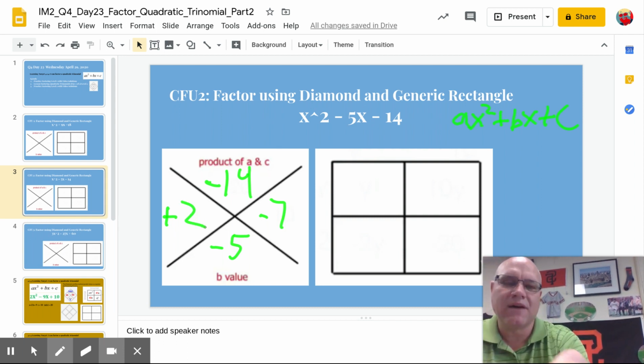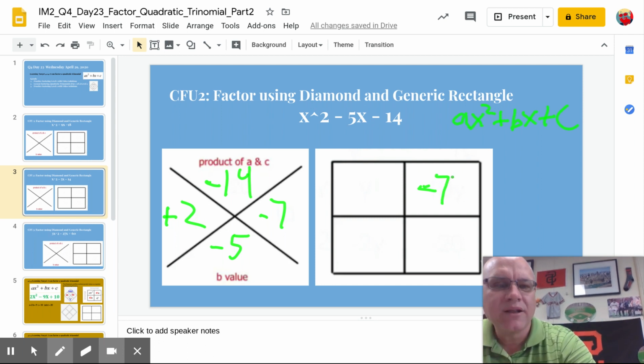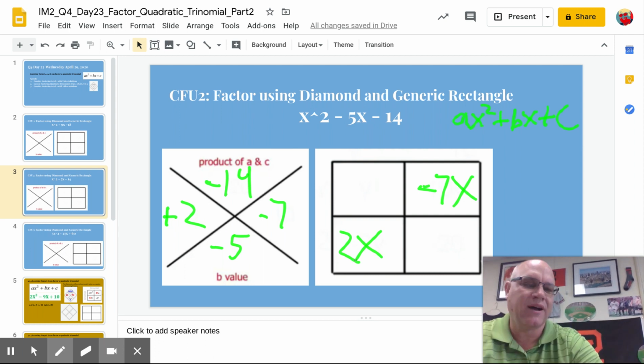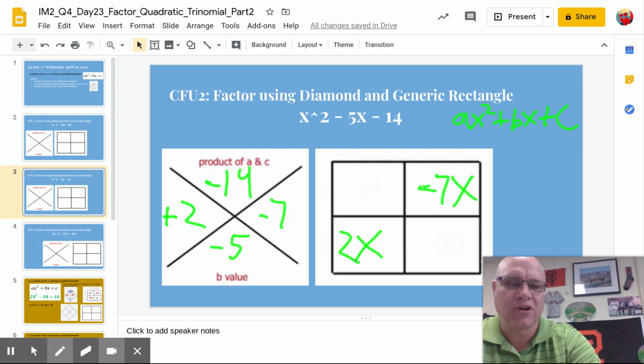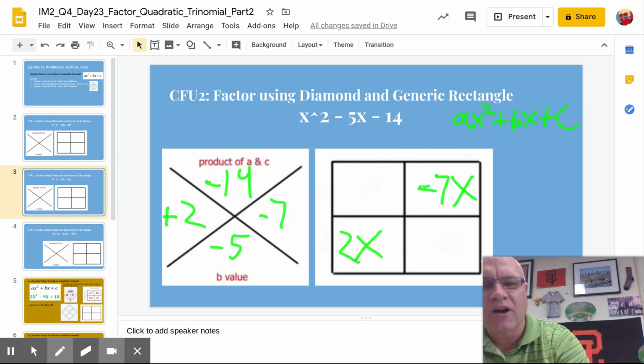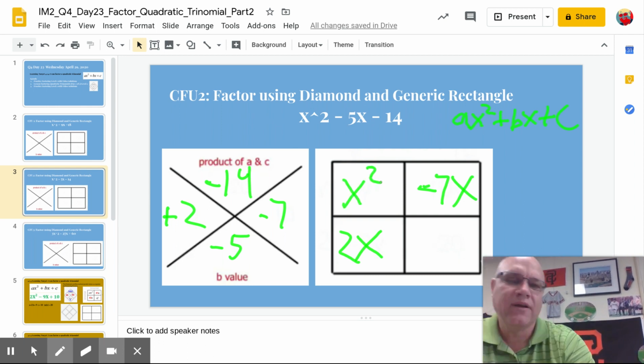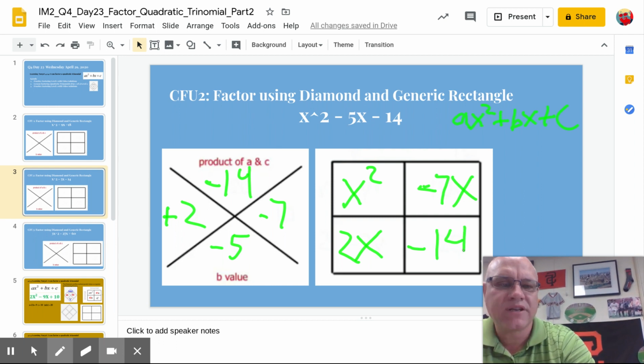2 times negative 7 is negative 14. Check. 2 plus negative 7 is negative 5. Check. That tells us our x values in our box. So I'm going to put negative 7x here and 2x here. By all means, you can do vice versa. It's okay, either way it's going to work. Upper left box is our ax squared term, which is just 1x squared. And then our bottom right is our c value, which is negative 14.